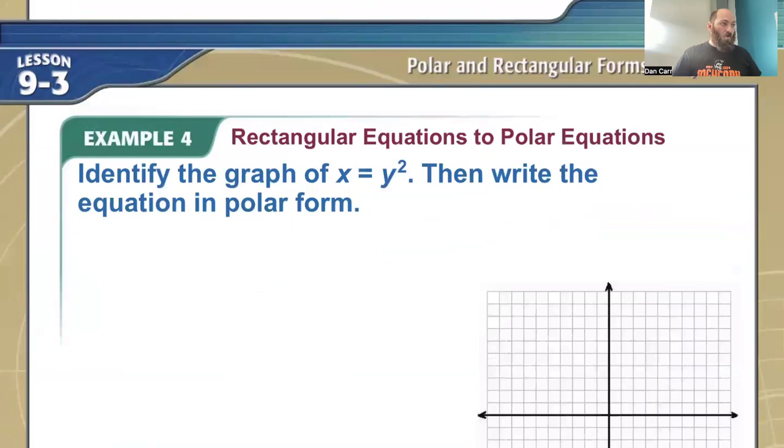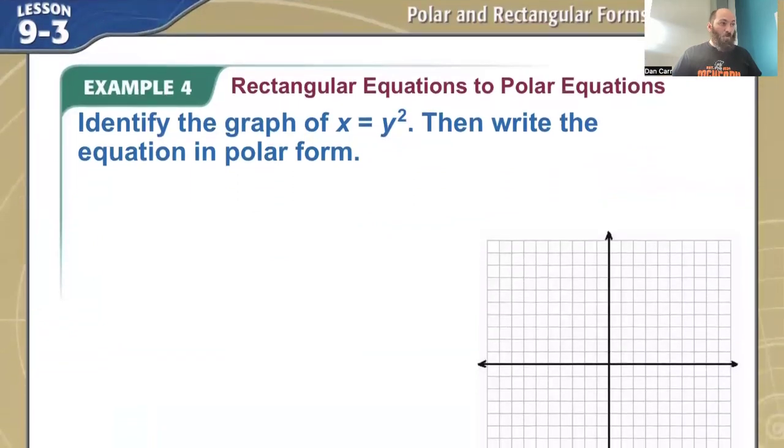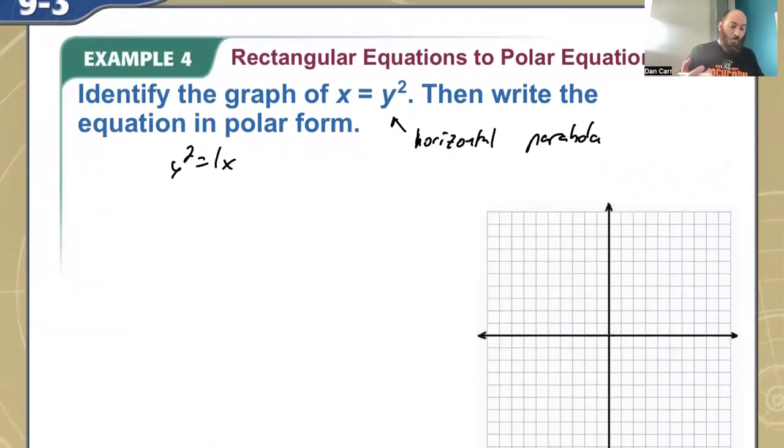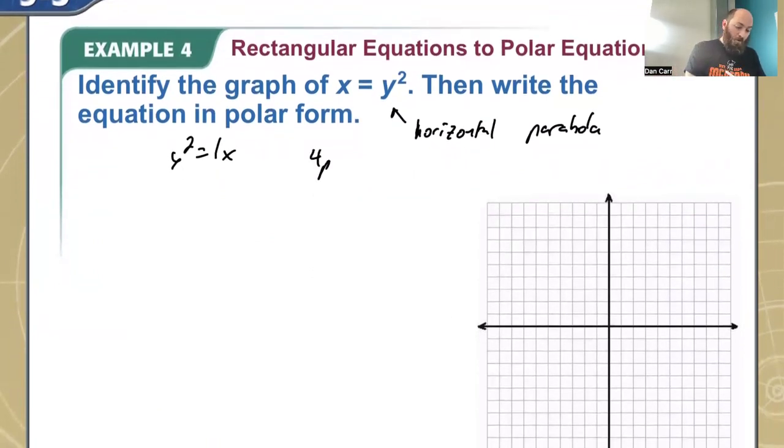Okay. So next one, identify the graph of x equals y squared. This is a horizontal parabola. So again, we're going to use the same ideas of x and y. I know that y squared is equal to 1x here. If I think about what the parabola is going to look like, I know that 4p is equal to 1. So if I divide by 4, that means my p is equal to 1/4. This is what we've done in the past.